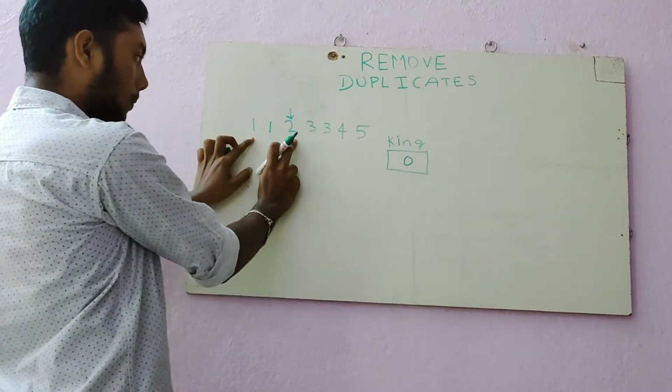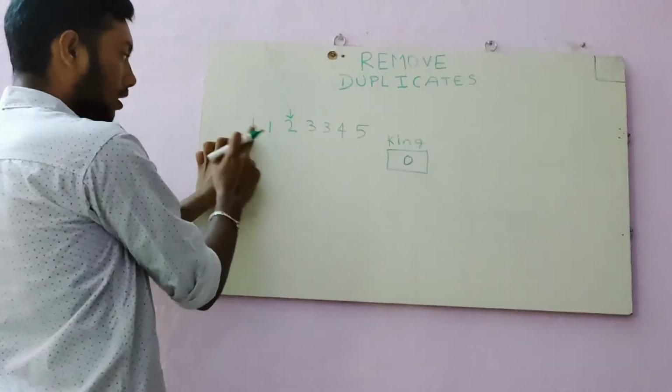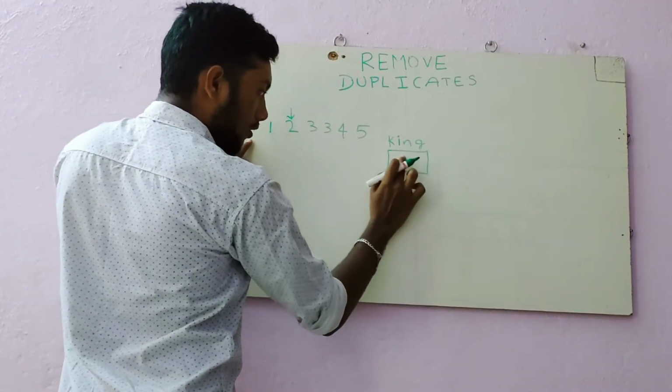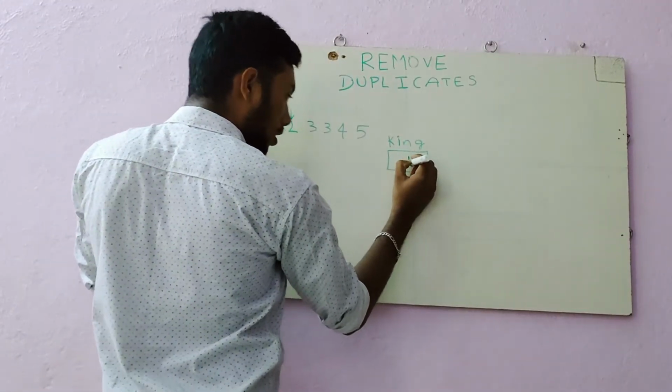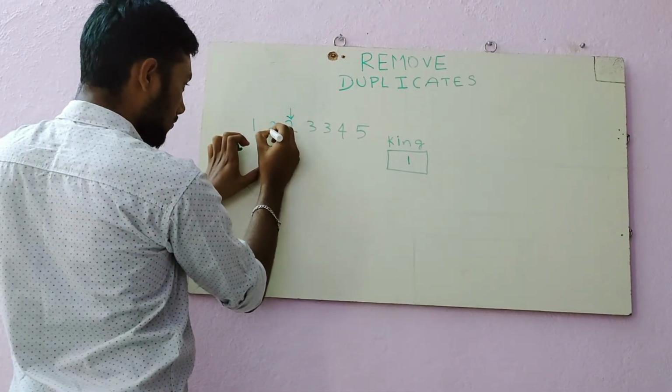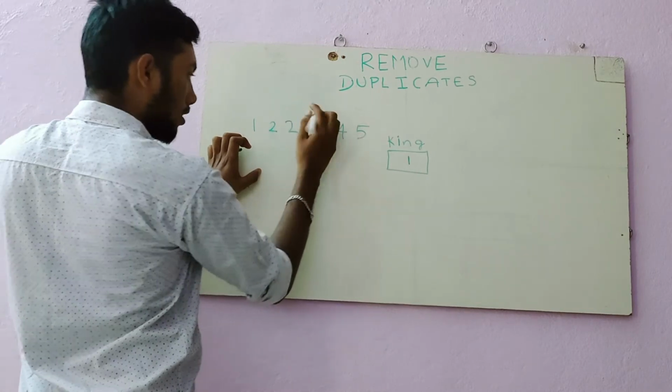This person wants to be a king. Checks with the current king. It is not a duplicate value. So, the value of the king will move to 1, and this person will move here. And the index moves further.